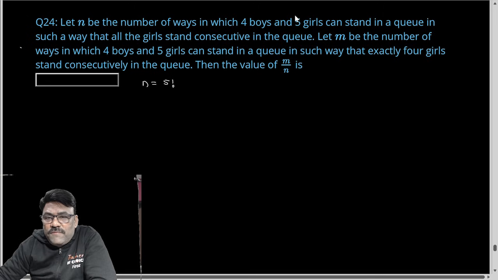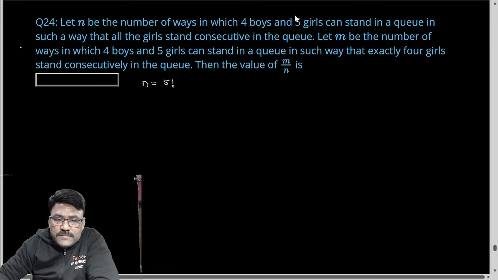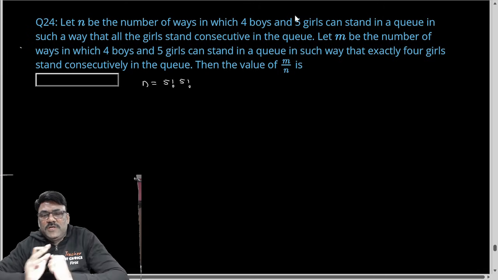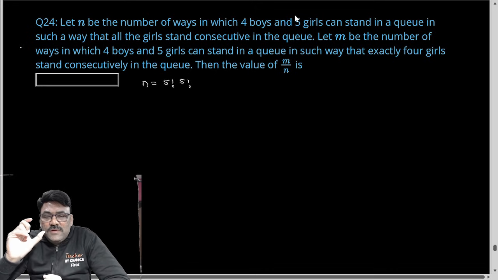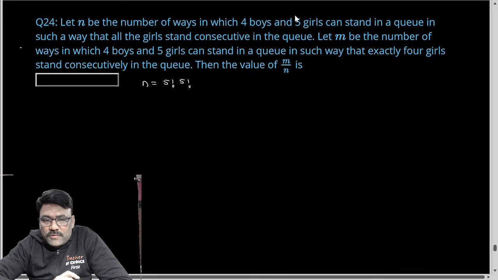Now you have considered these 5 girls as a single block, but these 5 girls can be arranged within themselves, within the block, in 5 factorial ways. So hence n is 5 factorial into 5 factorial. Let me repeat. First consider the 5 girls as a single block. So 4 boys and a single block, 5 persons arranged in 5 factorial ways. Now these 5 girls can be arranged among themselves within the block in 5 factorial ways. So hence n is 5 factorial into 5 factorial.